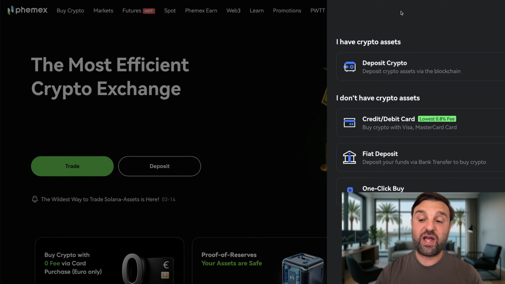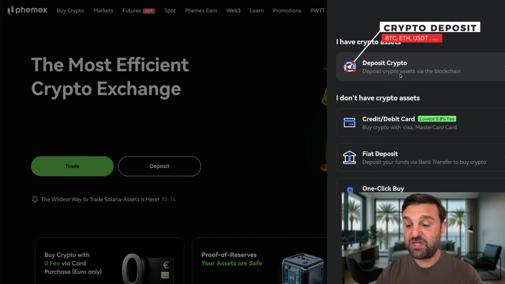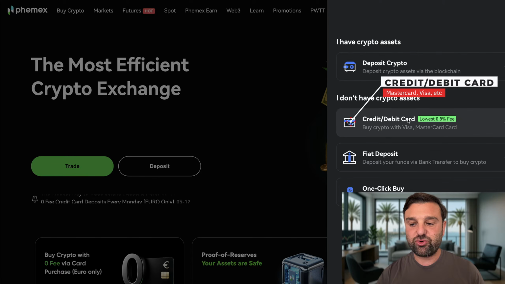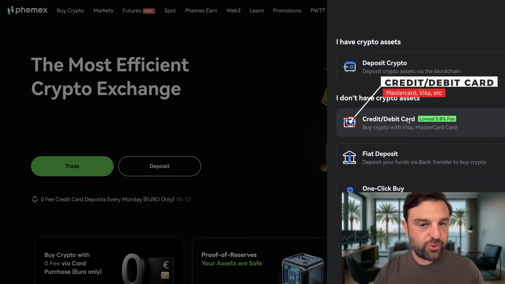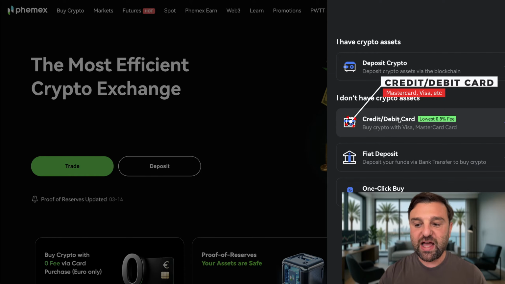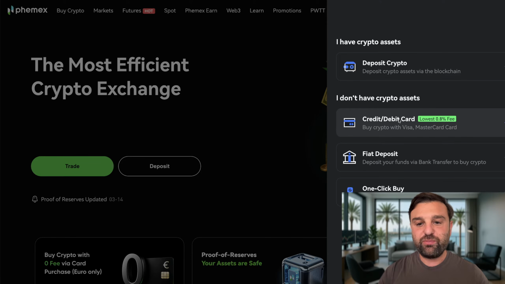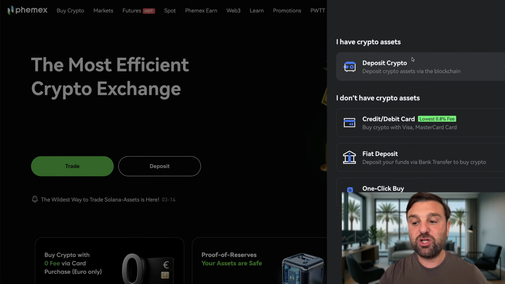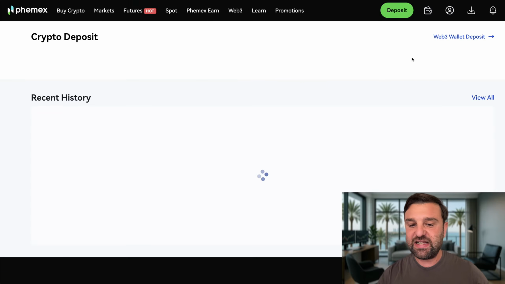There are several ways of doing it. You can deposit crypto. You can actually use a credit or debit card, but I do believe you need to go through the KYC verification to do that. But even without the restrictions and verification, you can deposit crypto. So for example, if you have a Coinbase account, Kraken account, you can buy crypto and easily send it there.